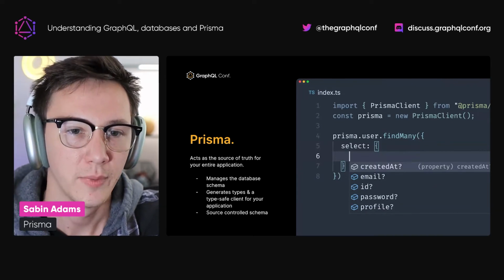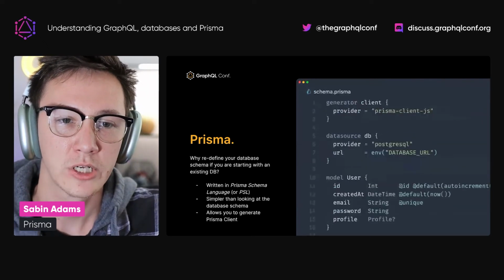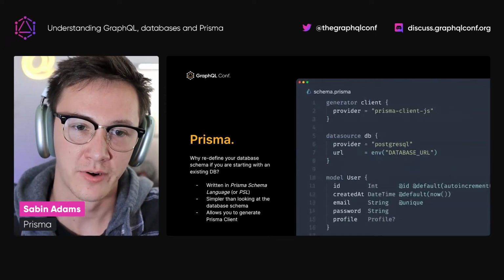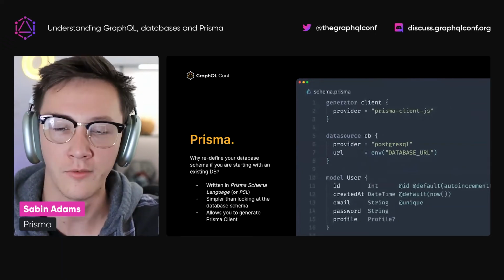And then going on from here, this is written in, like I said before, Prisma Schema language. It's a lot simpler to read than the DDL, and it allows you to generate the Prisma client. So those are the important points of using Prisma.